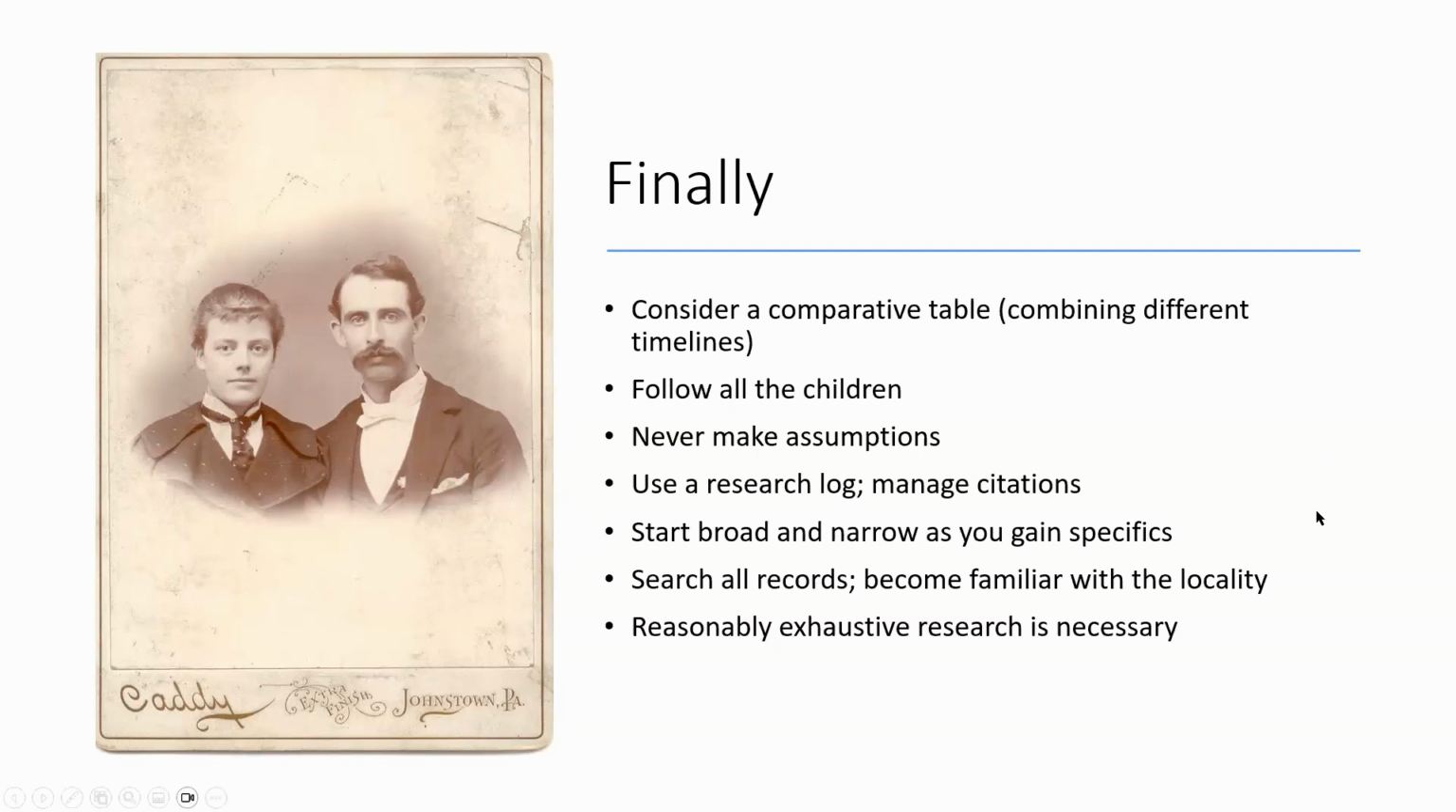Use a research log, know what you've researched, continue to research new things. Start broad and then narrow as you go. Search records, become familiar with the locality, and understand how to break families down, to figure out for certain that you have proof of who individuals are. You're going to need to do exhaustive research.